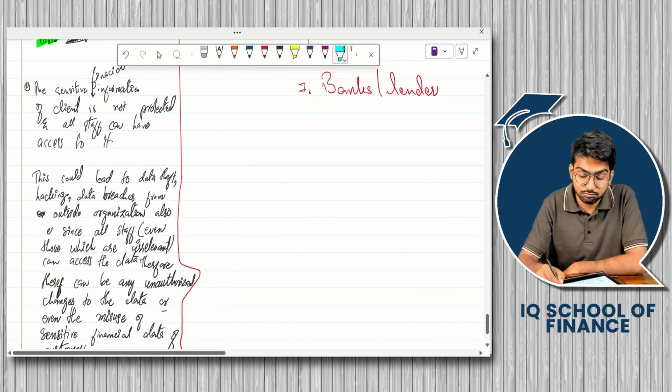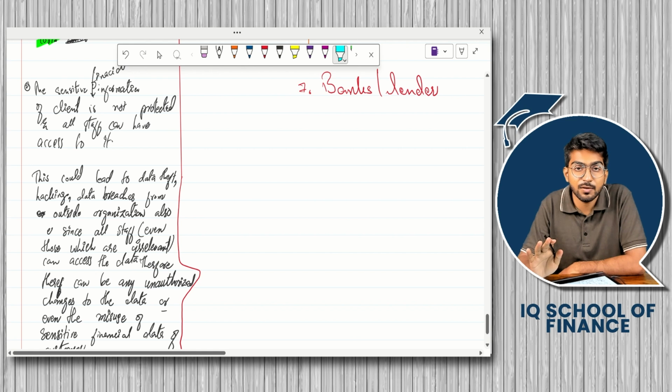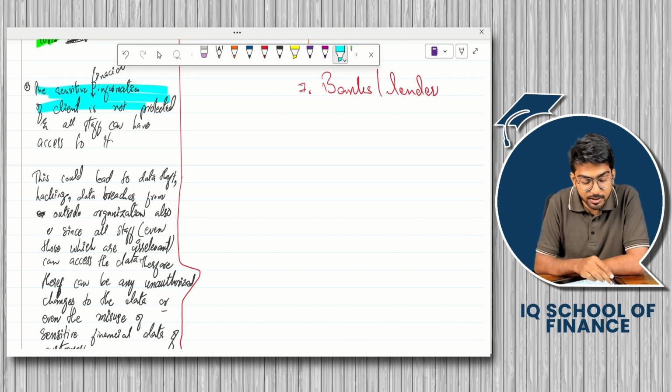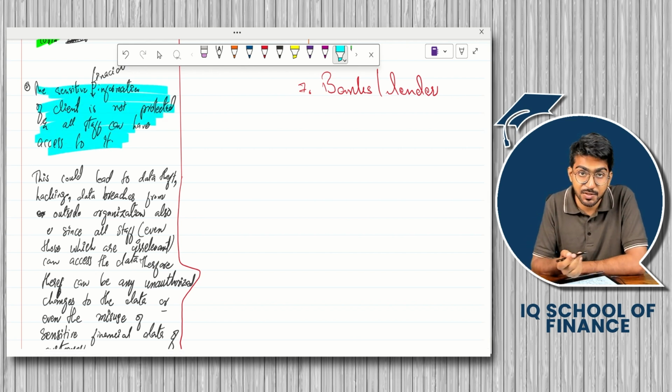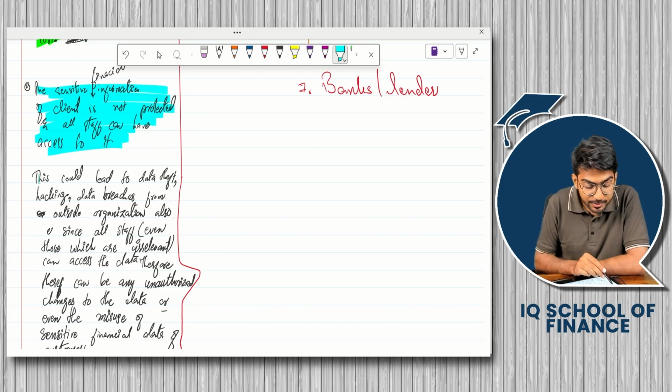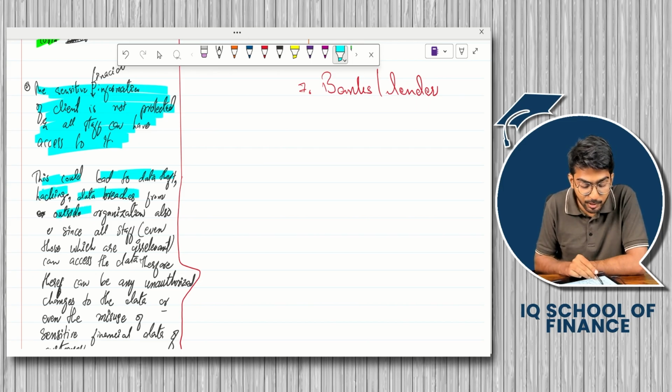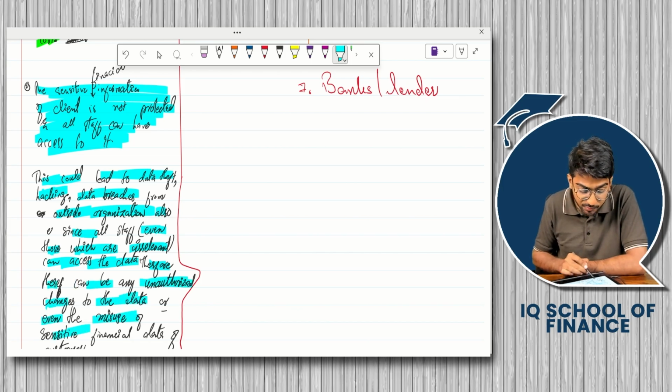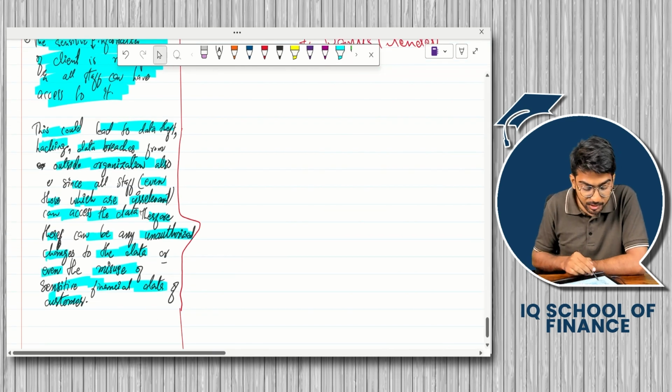Okay, so again, in very straightforward wording, I have mentioned here. The first thing, we have copied it from the exhibit, the finding, and now we are telling the implication: that this could lead to data theft, hacking, data breaches from outside the organization. Also, since all the staff, even those who are irrelevant, can access the data, there can be unauthorized changes to the data or even misuse of the sensitive financial data of the customer.